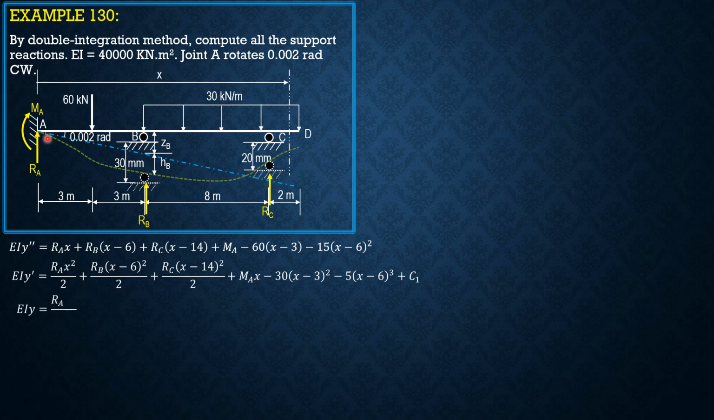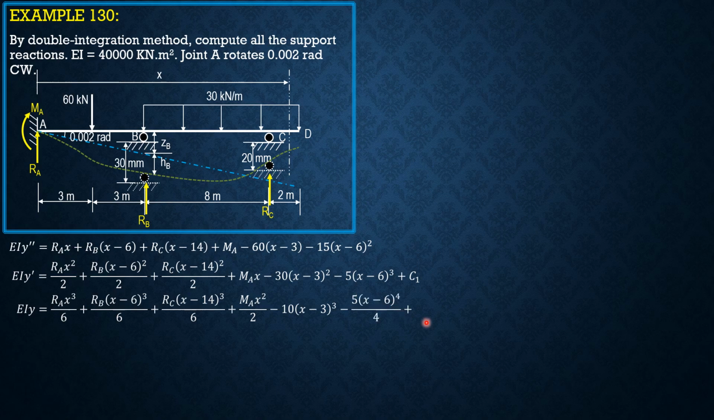And EIY equals RAX cubed over 6 plus RB quantity X minus 6 cubed over 6 plus R sub C quantity X minus 14 cubed over 6 plus MA X squared over 2 minus 10 quantity X minus 3 cubed minus 5 fourths quantity X minus 6 to the fourth plus C sub 1 X. There is no C sub 2 because when X is 0, Y is 0 at A. Take note of the principle.